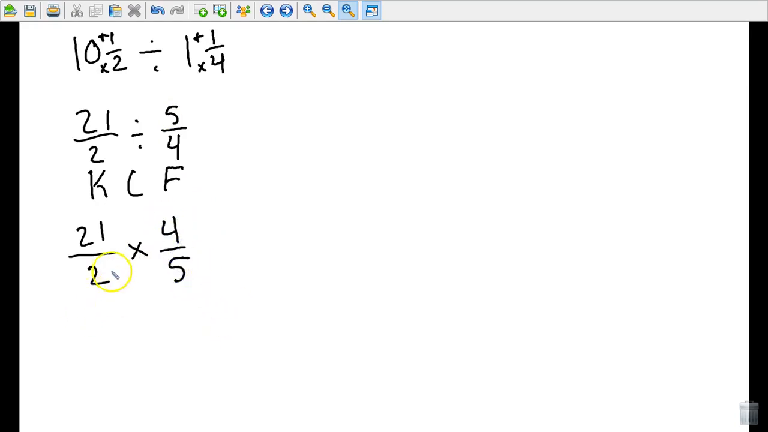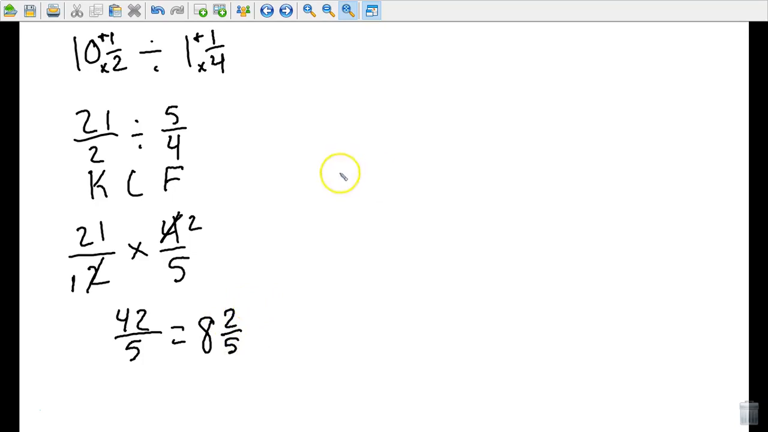Okay? So cross simplify. 21 and 5 do not have a GCF, but 2 and 4 does. So it is 2. Cross out my 2. 2 divided by 2 is 1. 4 divided by 2 is 2. So my answer is 21 times 2 is 42, and then over 5. Okay? So 5 goes into 40 8 times, and there's 2 left over, so 8 2/5.